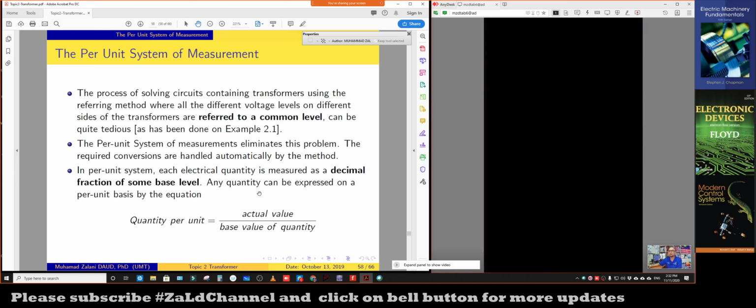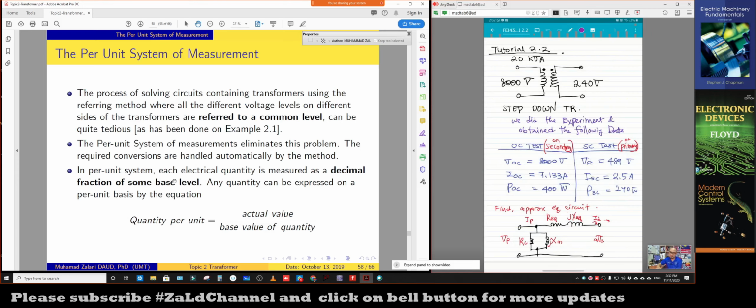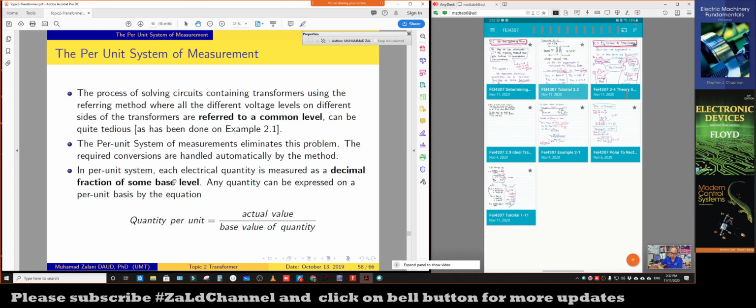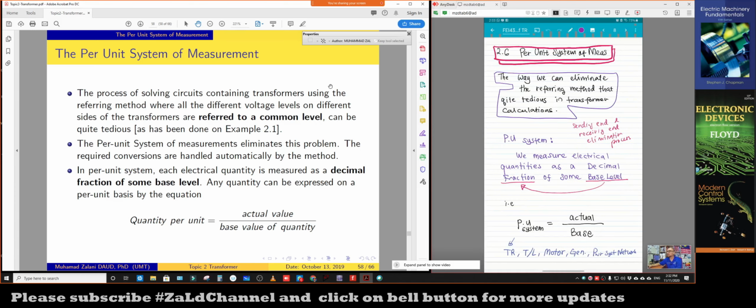Okay, so next is about the per unit system. Basically, in transformer calculation, normally we use the per unit system. But it is not about transformer calculation only; most power system based calculation is based on the per unit system.